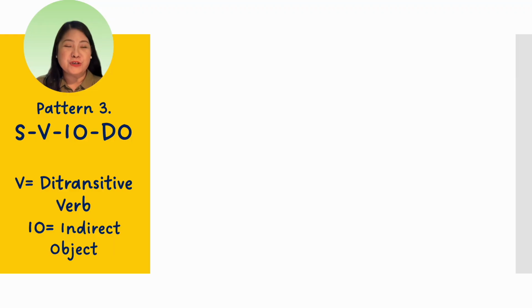Now let's move to the third pattern, and that is SVIODO. So we have here 2 objects, the IO and the DO, and that is why we have a ditransitive verb. We have a ditransitive verb because we already have 2 objects here. And those 2 objects are, one is the indirect object and the other is the direct object.